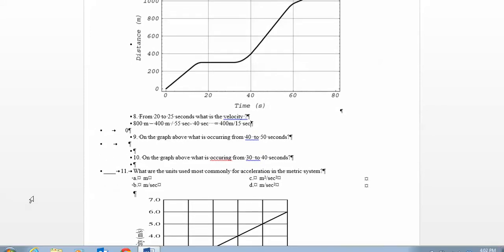Plug it into a calculator. Okay, I don't have a calculator. I can show you real easily here. On the graph above, what's occurring from 40 to 50 seconds? Well, we just calculated the slope for the velocity. That's just a straight line on our position or our distance versus time. So that has to be a constant velocity.